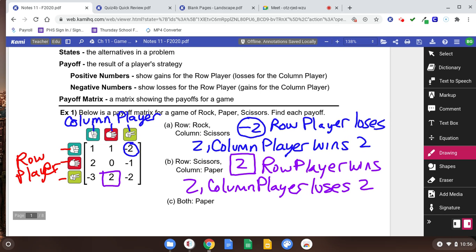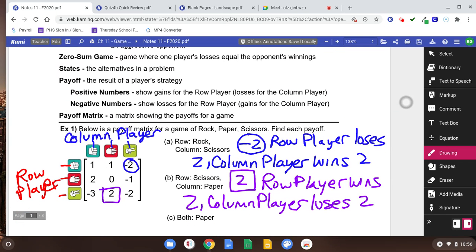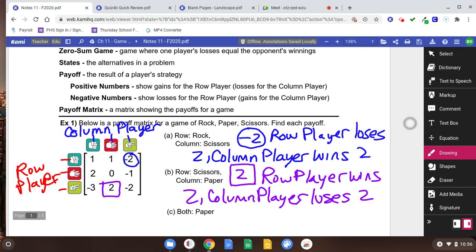Now let's go back to one of these definitions real quick. Zero-sum game. Zero-sum game is a game where one player's losses equal the opponent's winnings. Okay, well that makes sense. If you lose 2, then I gain 2. That makes sense. That sum is 0, okay? That doesn't always happen, okay? But that's what we're talking about right here. You win 2, I lose 2. That's a sum of 0.